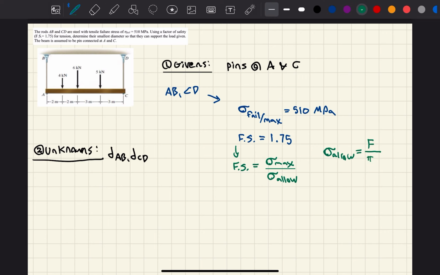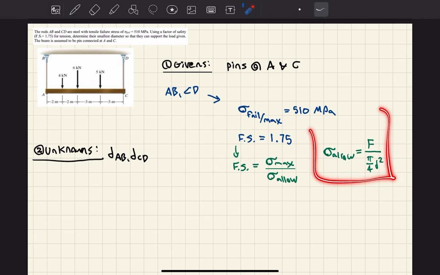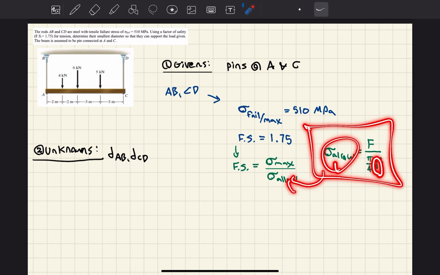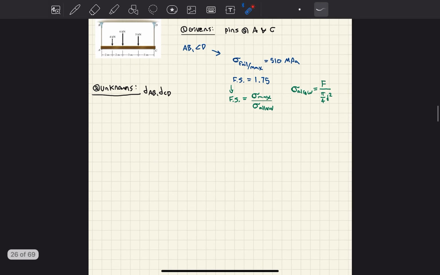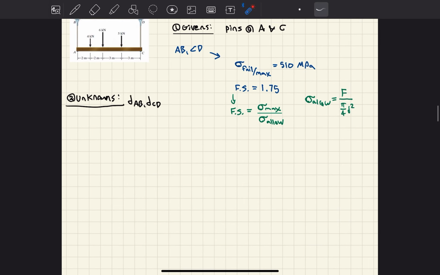So pi over 4 d squared. Perfect. The game plan. So basically, we want to find DAB and DCD. I basically can isolate for diameter in this equation, and then I can find sigma allowable using this. Perfect stuff. But first, I have to find the force, right?